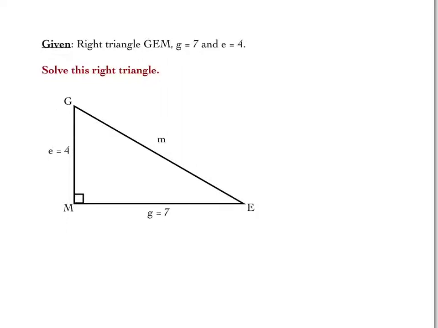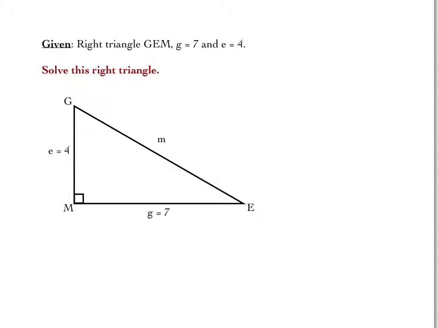Let's review how to solve a right triangle. And a reminder, when you are asked to solve a right triangle, this means to find all the missing sides and all the missing angles. So in this given triangle, GEM, we are given that side G is 7, side E is 4, this side is missing. I need to find the hypotenuse. And I also need to find angle G and angle E.